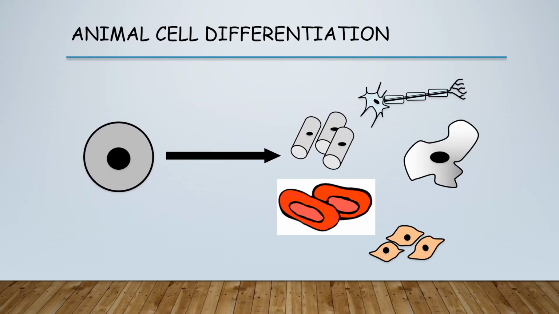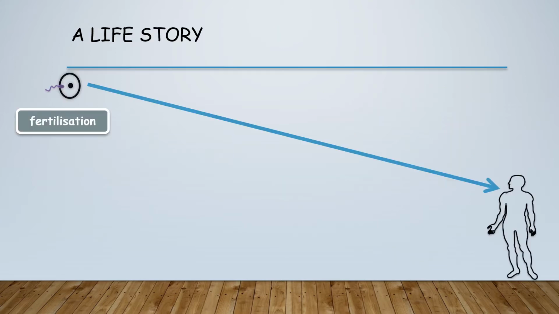So we'll start the process by looking at animal cell differentiation. So as you can see on the left hand side we've got a very general animal cell, and then it can turn into a variety of different specialised cells. So we all know this story. It's the same for animals and humans.